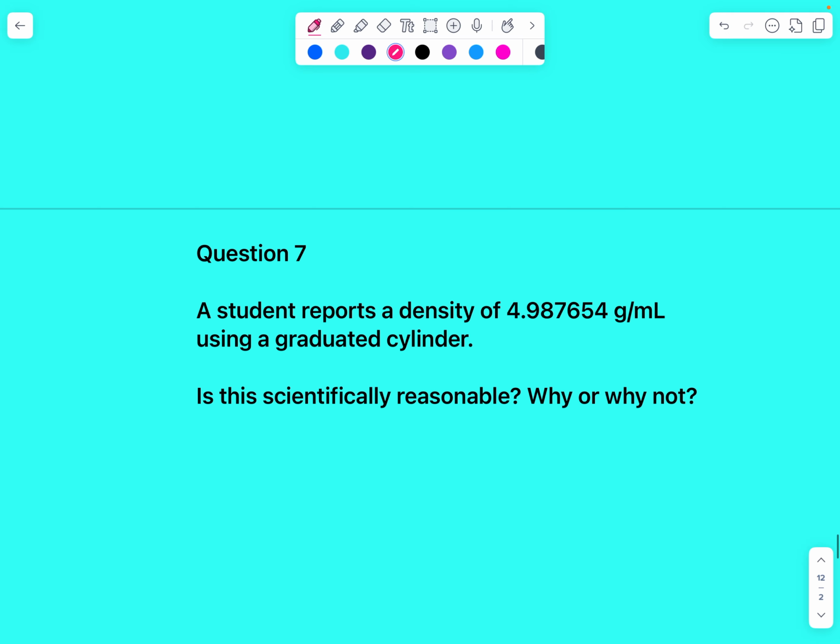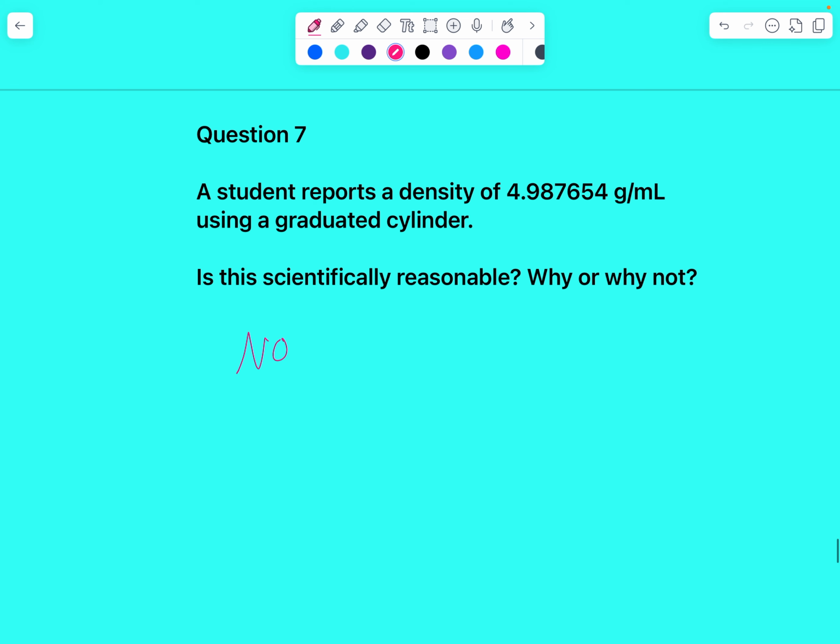Let's check this problem out. A student reports a density of 4.987654 grams per milliliter using a graduated cylinder. Is this scientifically reasonable? Why or why not? No, of course it's not, right? So let's write this out. So no, because the reported precision exceeds the instrument's capability. When y'all go to lab, it does not have that nitty-gritty specific detail on it. It's just impossible. Precision must reflect the tool, not the calculator.